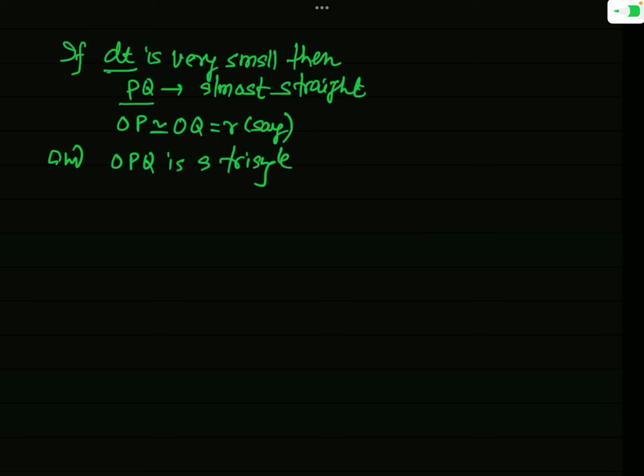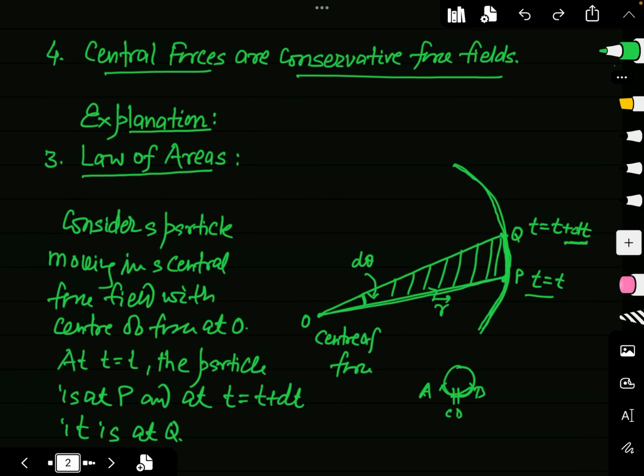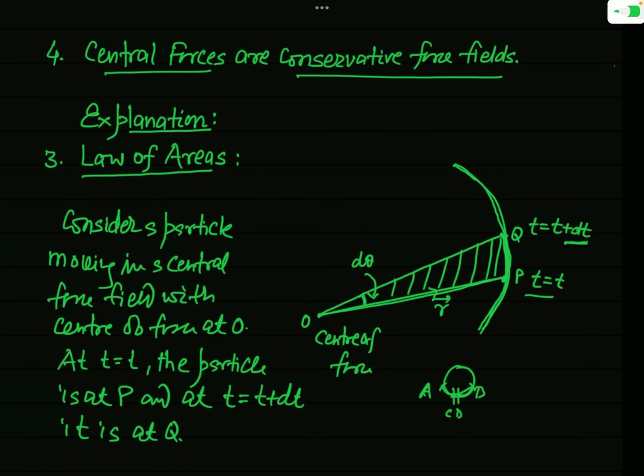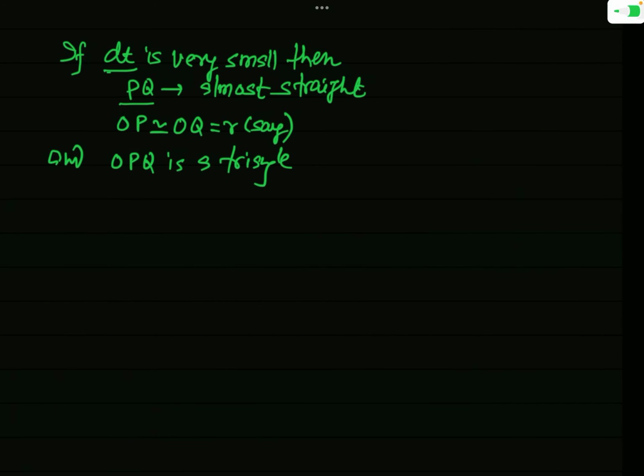Now in this condition, what will be the area swept out by the radius vector OP in this time interval dt? You can see that the area which this radius vector R will sweep out in this time dt will be simply the area of this triangle, that is OPQ, which I have shown in this figure by this shaded region. The area of this shaded region is swept out by the radius vector in time dt.